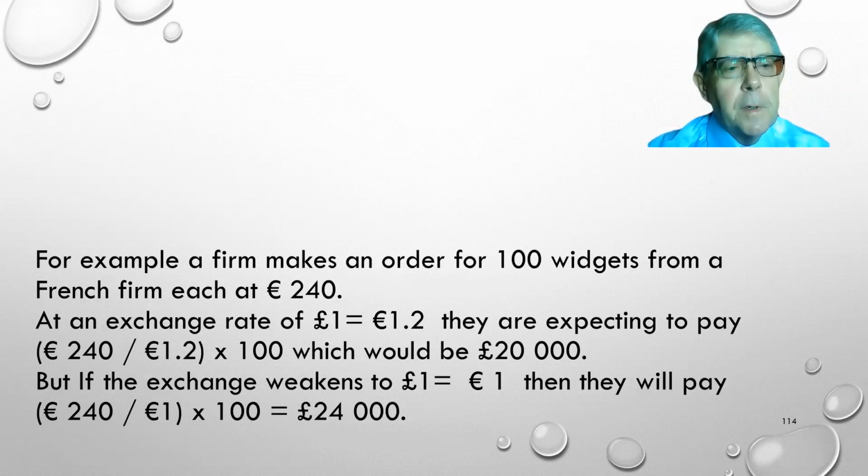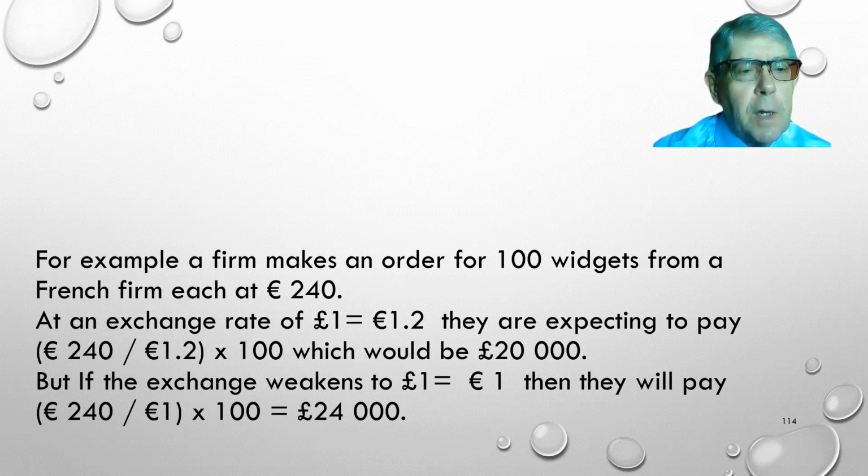Let's look at an example. If a British firm makes an order of 100 widgets from a French firm, each at €240, at an exchange rate of £1 equals 1.2 euros, they are expected to pay 240 divided by 1.2 times 100, which will be £20,000. But if the exchange rate weakens to £1 equals €1, then they will pay 240 divided by 1 times 100, which is £24,000. So just because the exchange rate has moved unfavourably, the British firm ends up paying £4,000 more than they first thought they would.